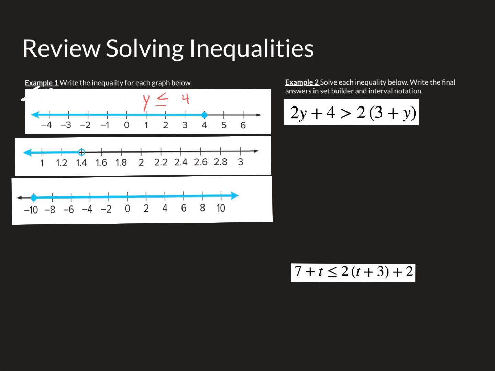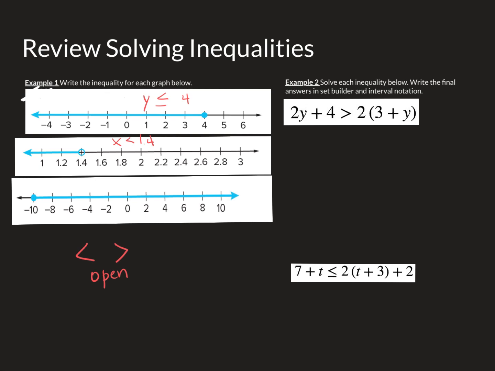For the second one underneath example 1, that is an open circle, so I know I'm going to use either less than or greater than because these are open circles. And then the shading is to the left, so that is less than. I'm going to use X. X is less than 1.4.